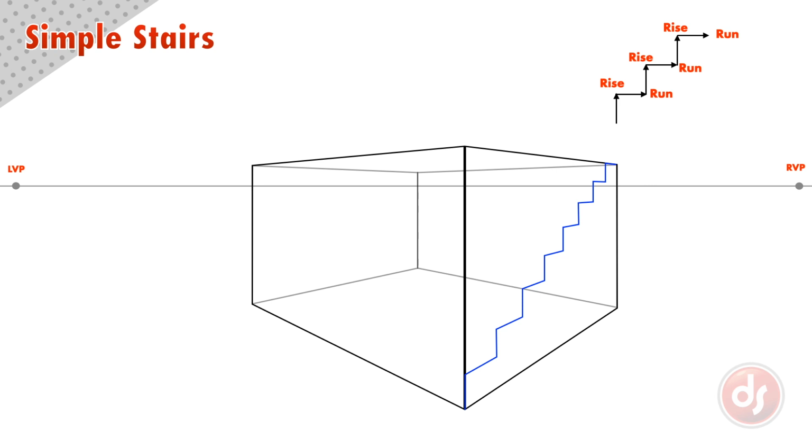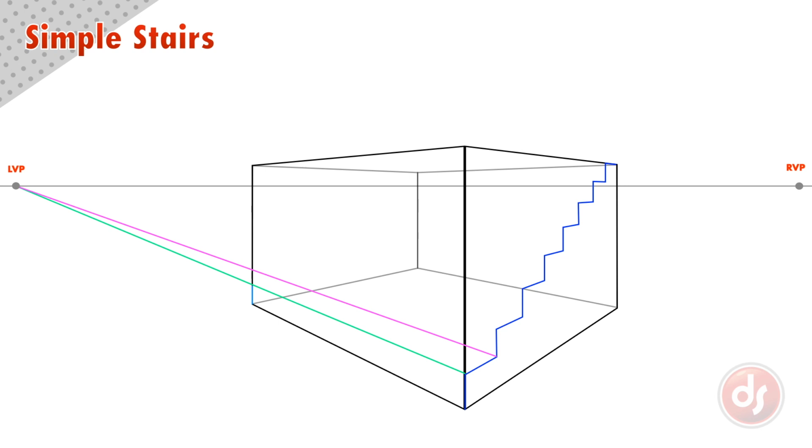Our next step would be to draw a perspective line from the corner of our first rise and run to the left vanishing point. Then we take this new front corner to the right vanishing point. Where this new line crosses the perspective line from our run is the back of the first stair. We draw a rise up from here and stop where it meets the next perspective line.